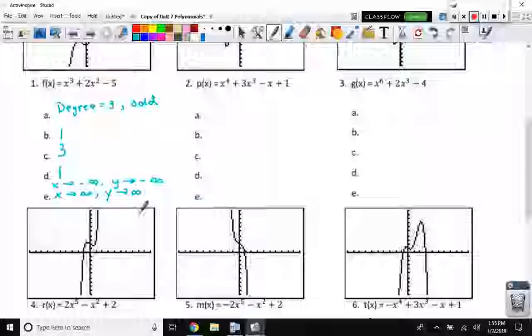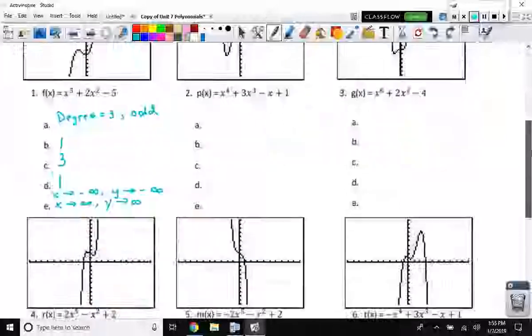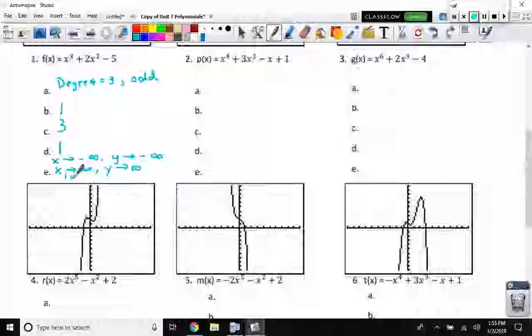Another way of saying this is your end behaviors, not what's going on in the middle. Your extreme ends are starting low and finishing high, right? Low to high. This is the mathematical way of saying low to high. Good so far? All right.